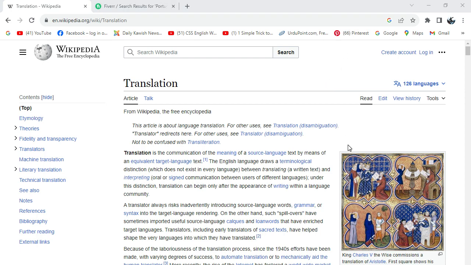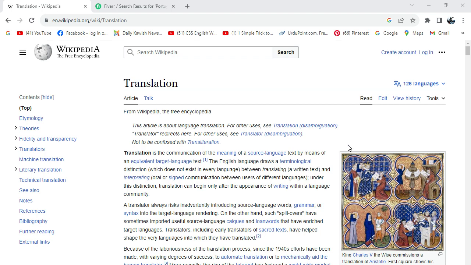So in this video we are going to talk about how you can earn by translating the Japanese language on Fiverr. We'll discuss that later, but before that we are going to understand the word translation, and we'll read the short information provided on Wikipedia about the word translation. So, without wasting much more time, let's go and learn about this word.